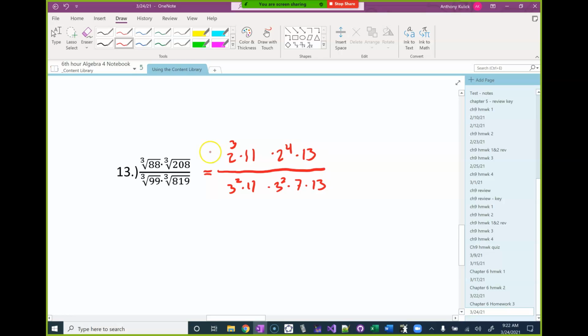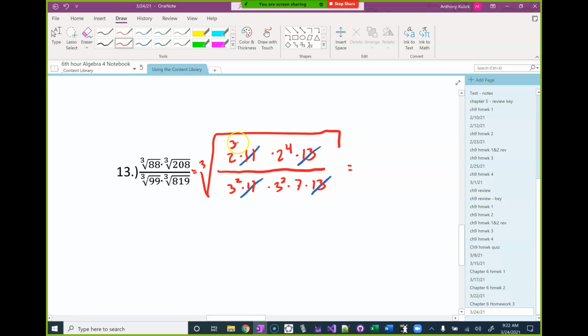Okay. So I'm going to put this all under one radical to start with, because I'm going to do some reducing right away to get rid of that stuff. So far, so good, Claire? Okay.